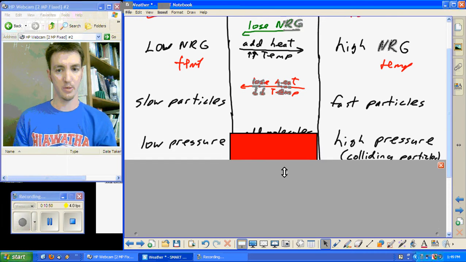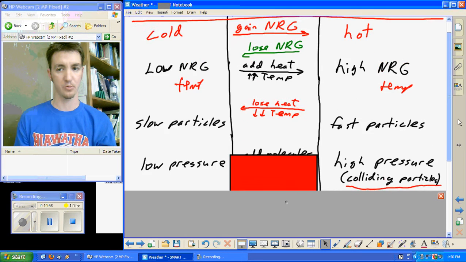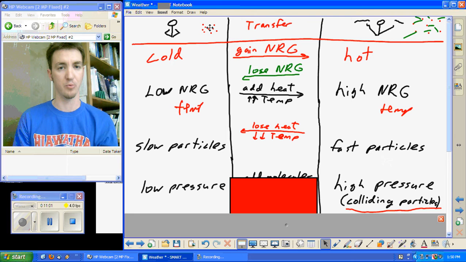Alright, so next up, looking at pressure. If you think of pressure, a good definition is colliding particles. How much are the particles going to hit each other? Right now, they're not moving very much. Here, they're moving a whole lot. So it's more likely these guys are going to hit each other.